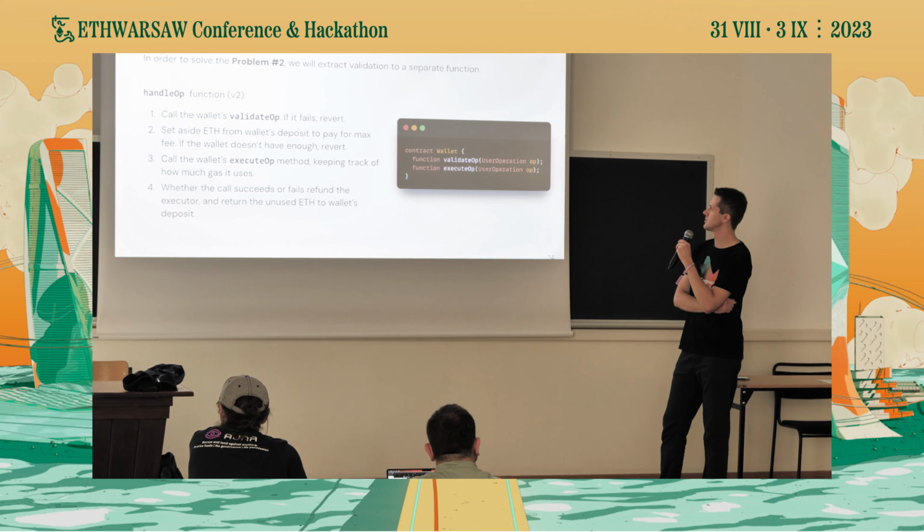Then it sets aside ETH from wallet's deposit into the entry point to pay for execution. It takes the maximum amount of ETH that would have been necessary for the execution. Then again, it calls the executeOp, keeps track of how much gas it uses, and whether the call succeeds or fails, the refund to the executor happens, because we have the deposit system.